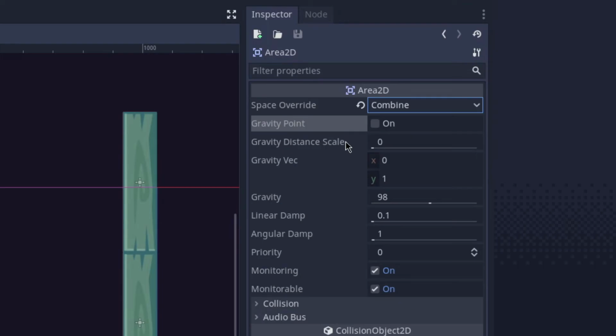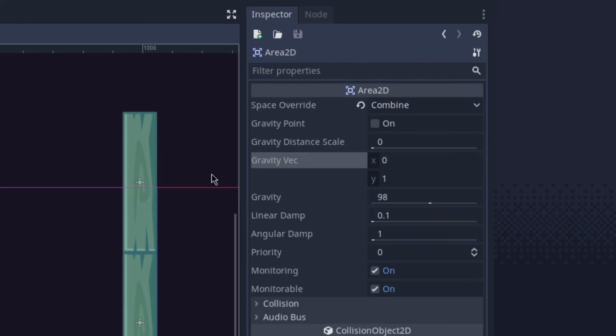The next two variables are for setting the gravity to a specific point in space. Let's ignore those two for now, we'll come back to that later. Let's change the gravity. So we're not technically adding a force to the rigid body, we're changing the gravity. But since we've set it to combine, it will combine the gravity of the rigid body with the gravity of the area node. So now let's set the gravity factor on the y to -1.